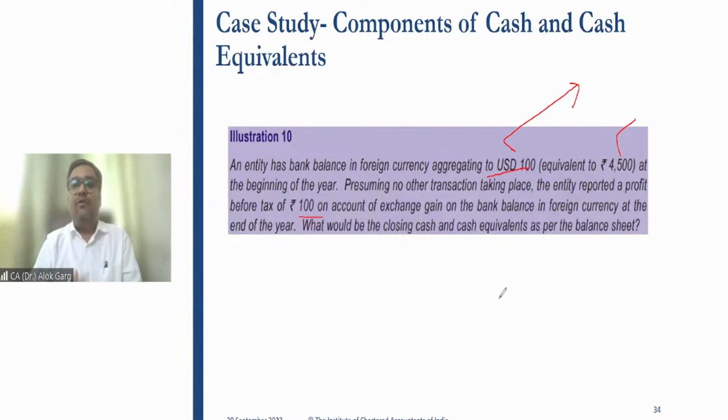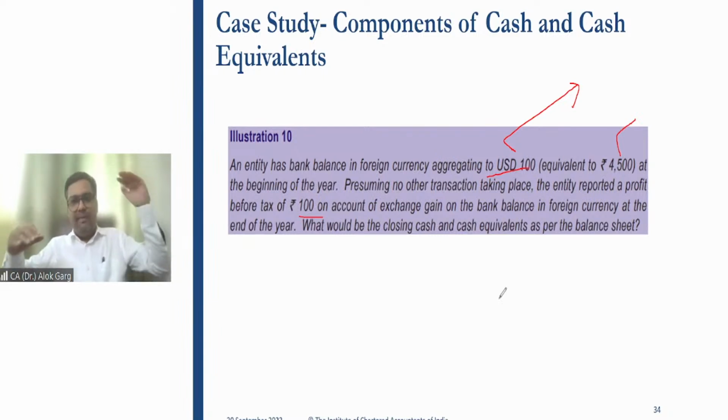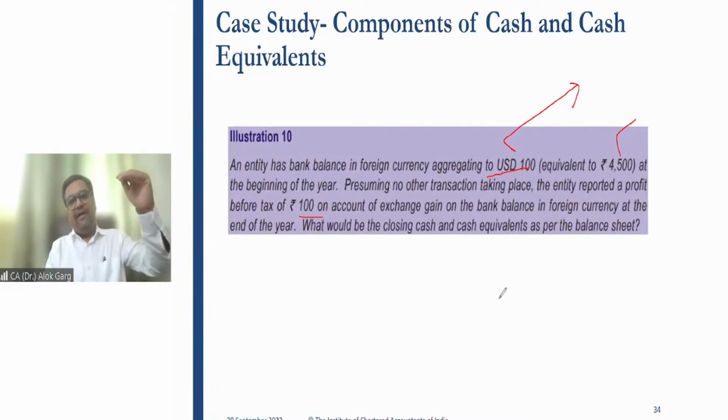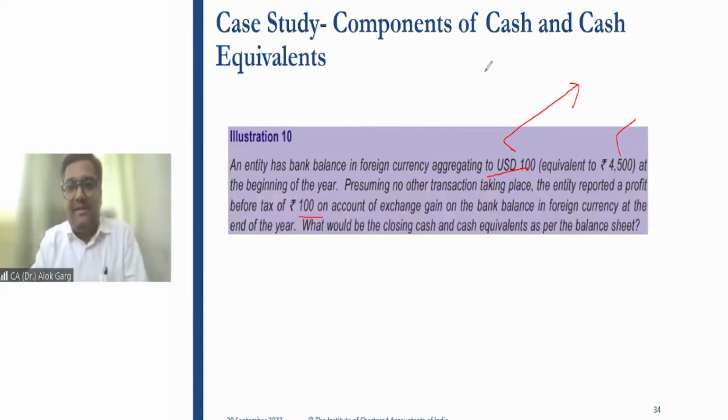Okay. So of course, in the balance sheet, you will prepare on accrual basis. So $100 is $100. In opening, there was a cash of $100. In closing, the cash was $100. Opening, the value was 45 rupees per dollar, 4,500. Closing value became 46, it became 4,600. So there is an increase in the value of the asset due to the foreign exchange gain, right? So this became 4,600. So how will you disclose cash and cash equivalent as per the balance sheet?